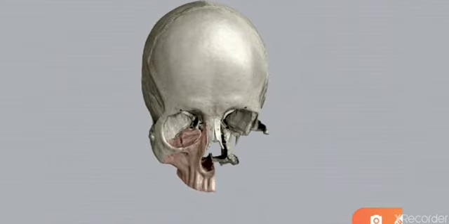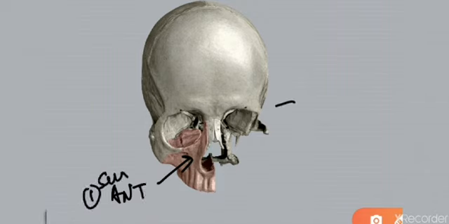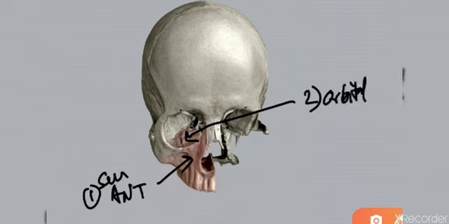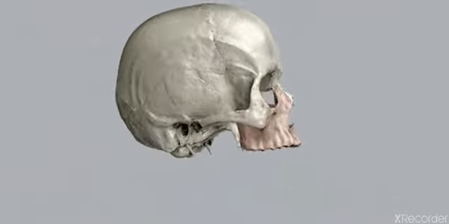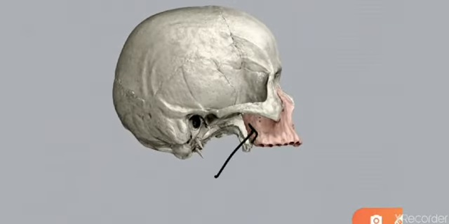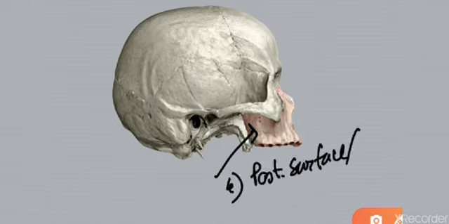One is this one, anterior surface, orbital surface. Okay, 2 surfaces. Then we are left with 3 and 4. Third, medial surface. Okay, and fourth, posterior surface or infratemporal.